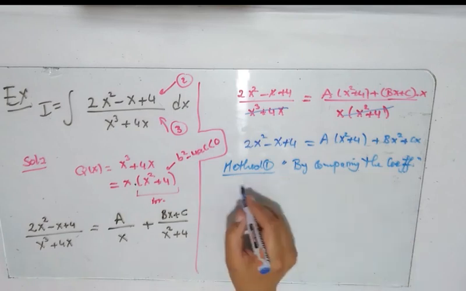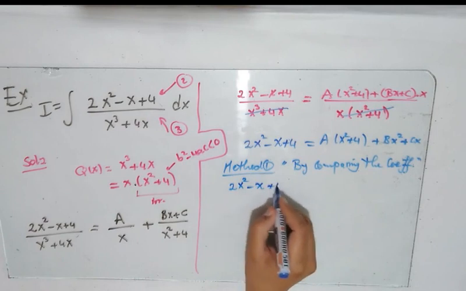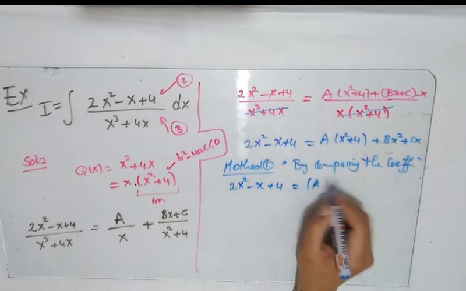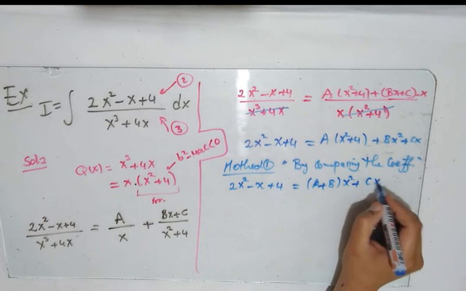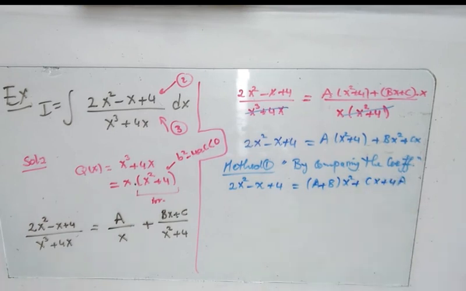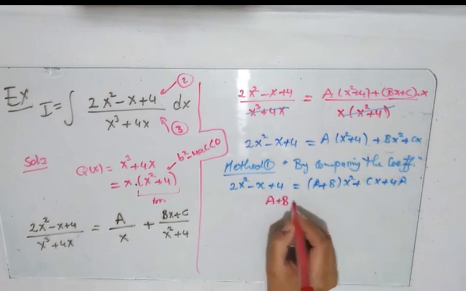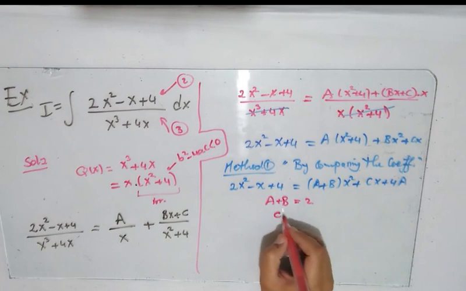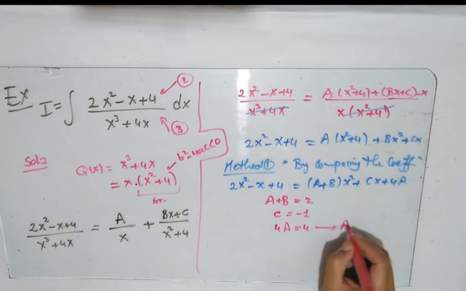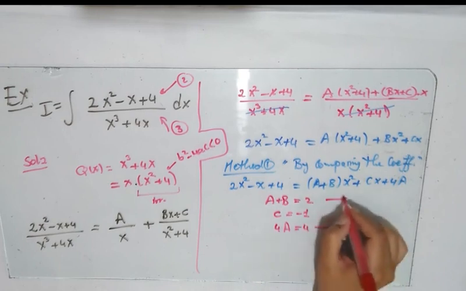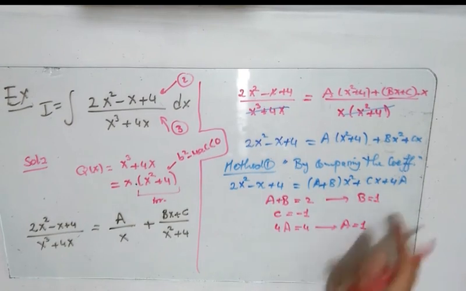So if you rewrite it, you will have 2x squared minus x plus 4 equals a plus b times x squared plus cx plus 4a. So if you compare the coefficients now, you will have a plus b equals 2, c equals -1, and 4a equals 4. So from here a equals 1. If a is 1, then from the first equation b is 1. So we get a and b and c.